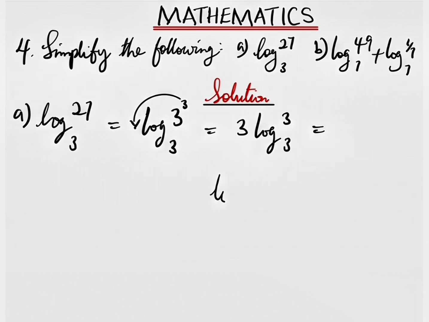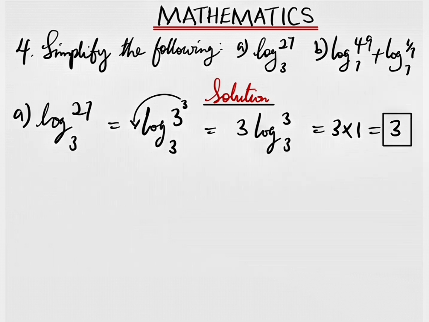And log a base a, when the argument and the base are the same, gives 1. So log a base a is 1, log b base b is 1, log 10 base 10 is 1. As long as the argument and the base are the same, it gives 1. So this will give us 1. So we have 3, this 3 here, multiplied by 1. And this will give us 3.